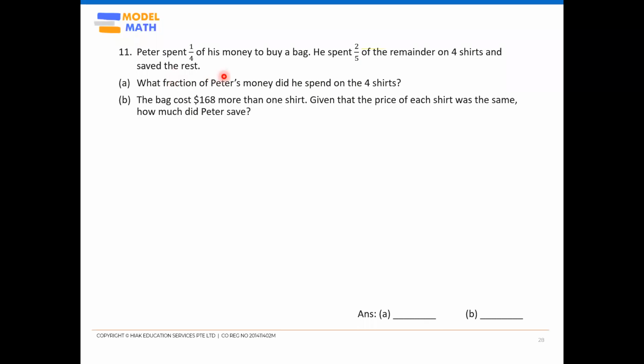So Peter spent 1/4 of his money to buy a bag. He spent 2/5 of the remainder on 4 shirts and saved the rest. What fraction of his money did he spend on the 4 shirts? So notice this question, they did not give us any values of money. They only give us units in terms of fractions.